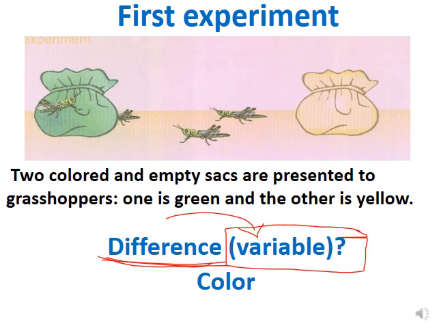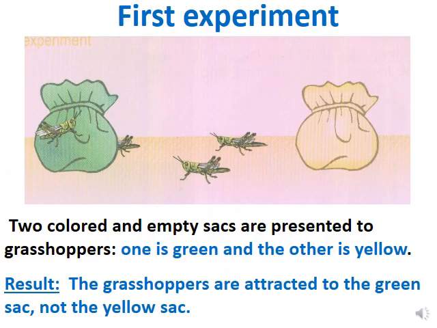So here, the difference between these two in this experiment is called the variable factor or the variable. The variable here is the color. The first sac is green in color and the second one is yellow in color. As you see in the experiment, the grasshoppers move toward the green sac. So the grasshoppers are attracted to the sac that has green color and not the yellow one.